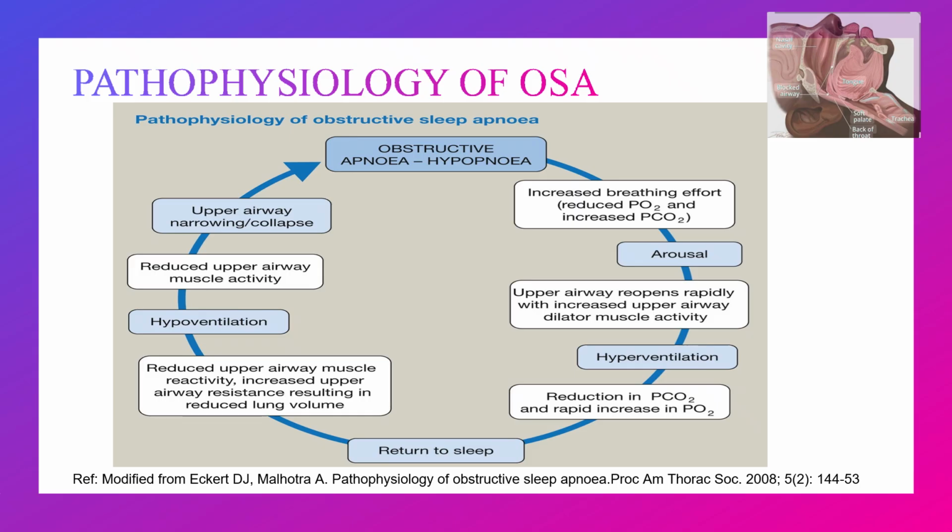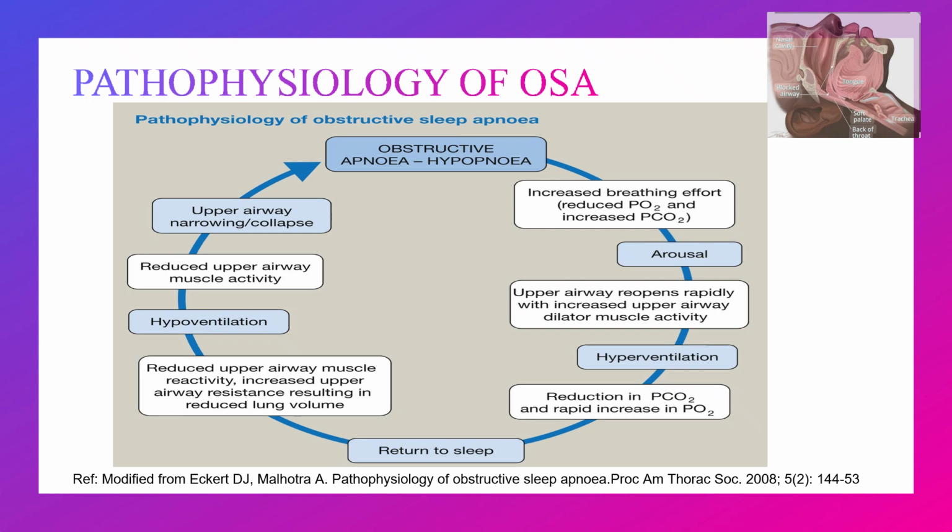If we talk about the pathophysiology of obstructive sleep apnea, what actually happens in it? In a person suffering from obstructive sleep apnea during the night, there is a reduction in upper airway muscle reactivity, resulting in a reduction in lung volume, which results in hypoventilation. The upper airway muscle activity reduces, and there is narrowing of your upper airway, and the person goes into the state of apnea or hypopnea.